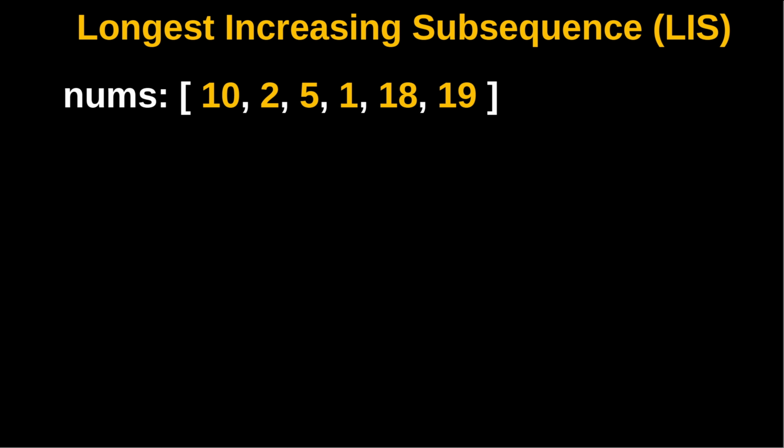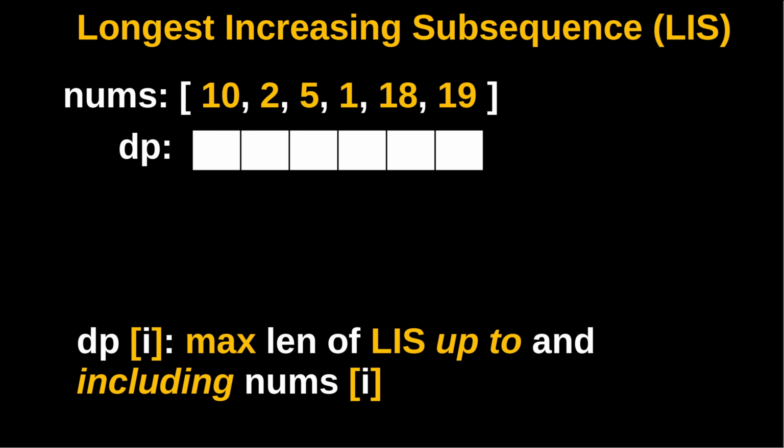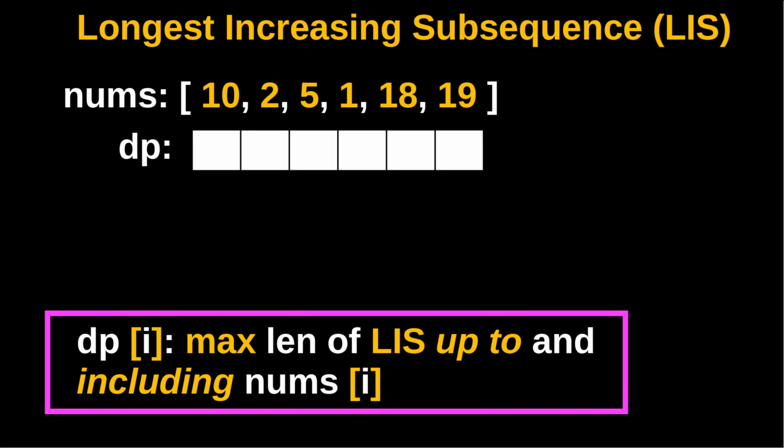The intuition here is that we're going to build a DP array with the same size as the nums array. Using this DP array, we will establish what's the longest increasing subsequence if the array has only one element, 2 elements, 3 elements, etc. And we can build up the solution this way. With dynamic programming, it is important to understand what each state is that we are storing in dp sub i. So just to be explicit, dp sub i will store the maximum length of the longest increasing subsequence up to and including num sub i.